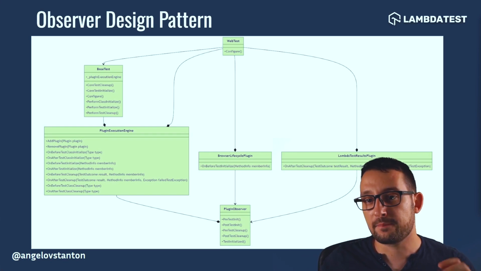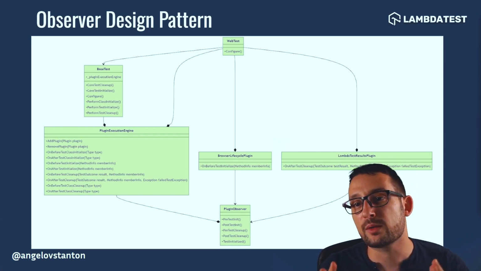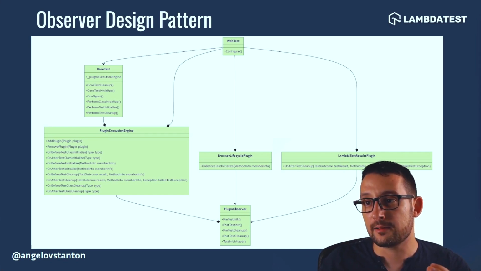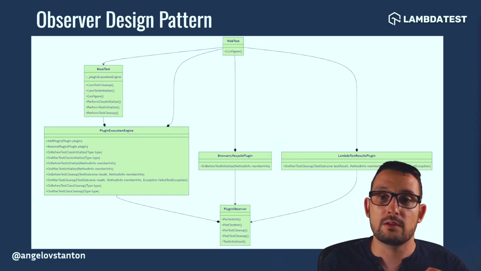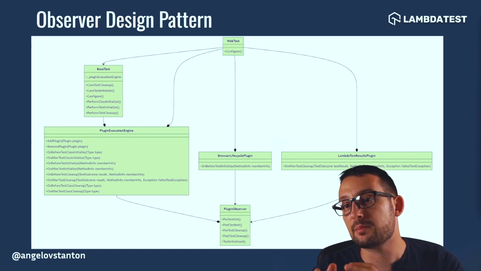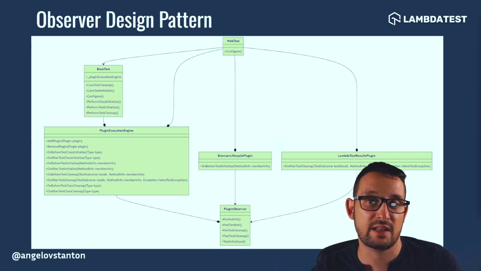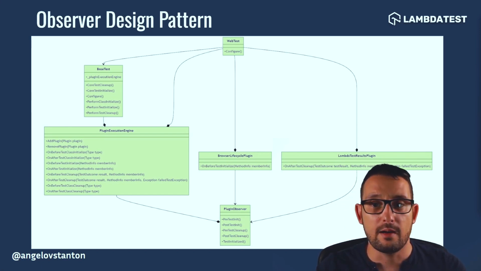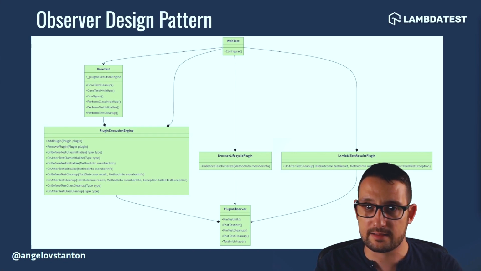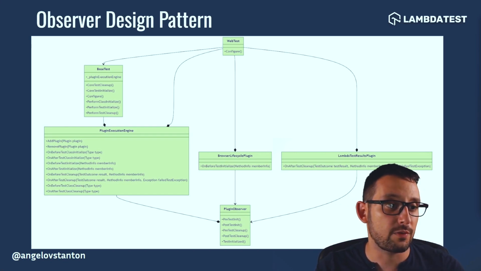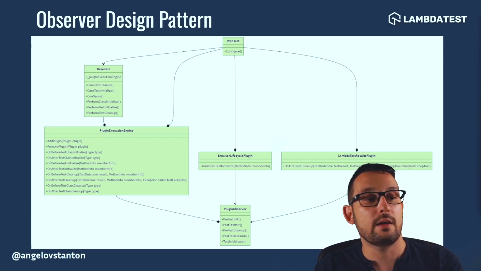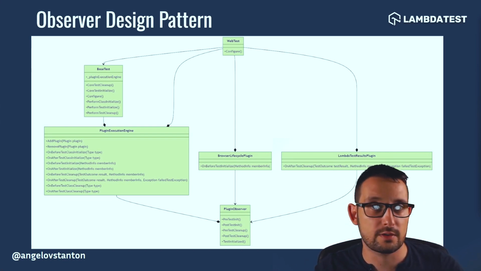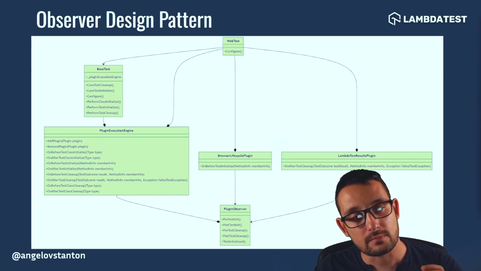So, the observer design pattern defines a one-to-many dependency between objects, so that when one object changes state, all of its dependents are notified and updated automatically. In our case, let me explain it within the framework. The thing that we want to do is extend NUnit and MSTest. For now, we'll just work with NUnit for simplicity.